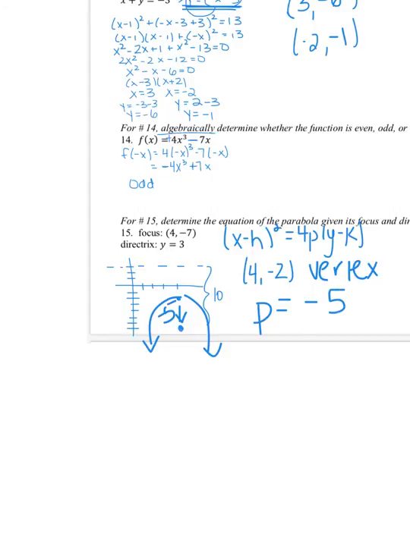So when you plug this into your equation, you get (x minus 4) squared equals 4 times p, which is negative 5, so negative 20, times (y minus k). So minus negative 2 is y plus 2 as your final answer.